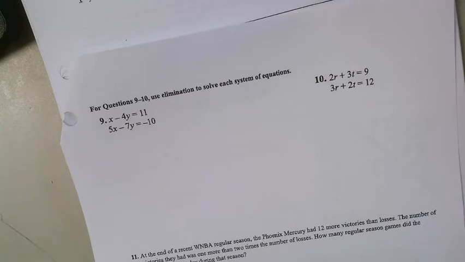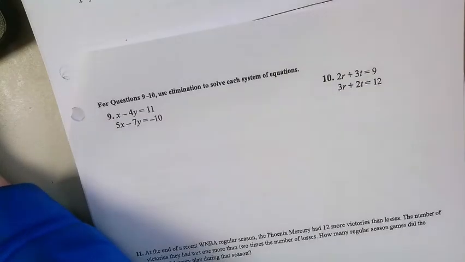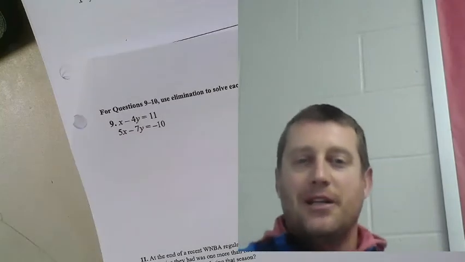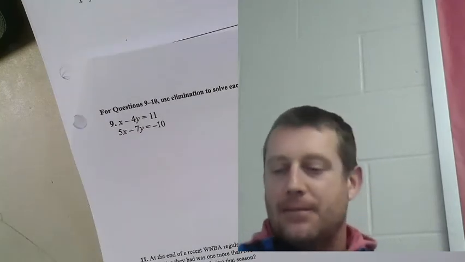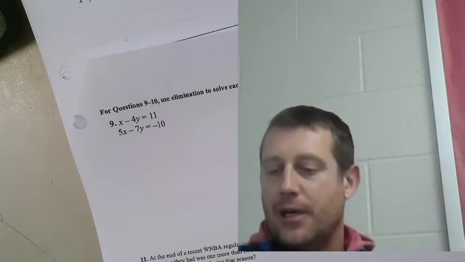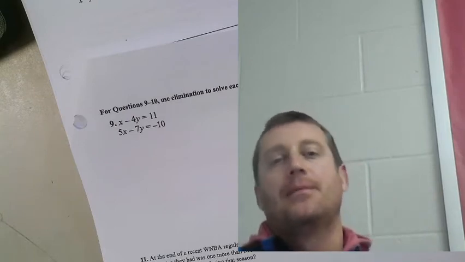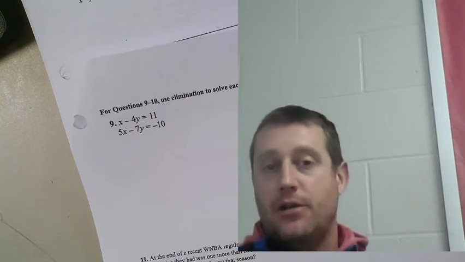And then number 11, oh, the glorious, you actually didn't think I would let you get away without doing a story problem, did you? So hopefully we've done enough story problems here. You can try and figure that one out. Okay, about the WNBA. So that is what I want you to do for tonight.